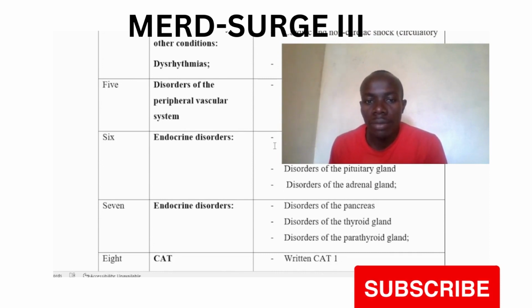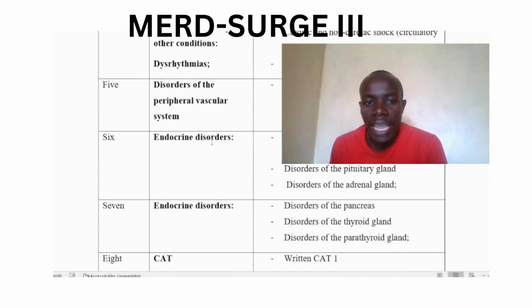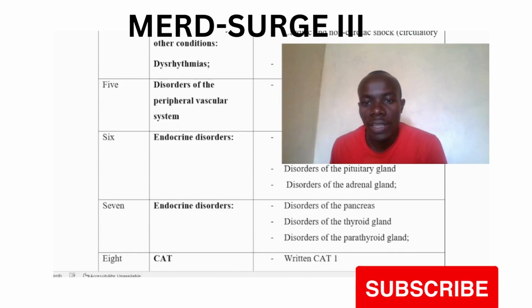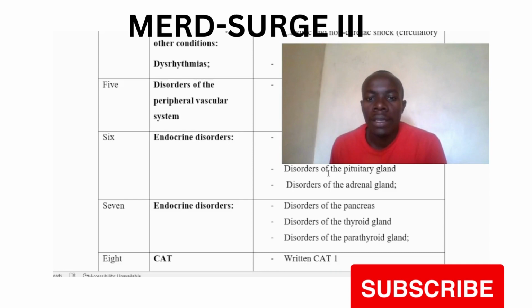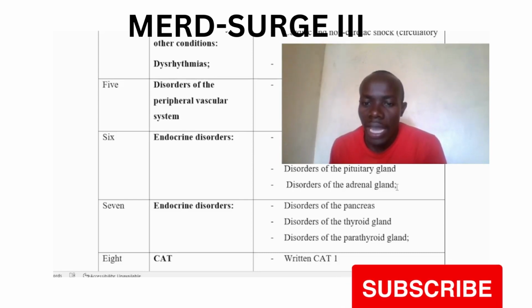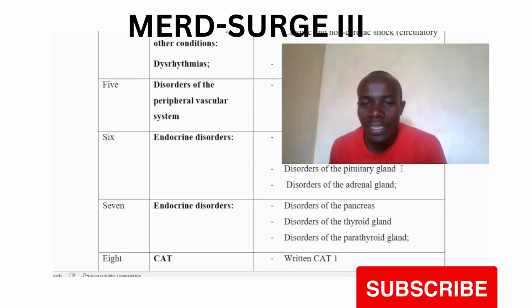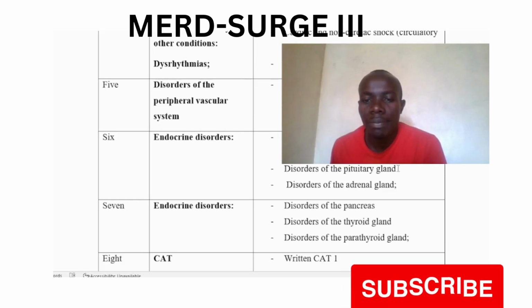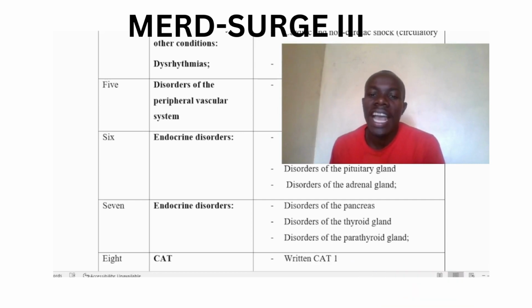Next, on week 6, we'll be looking at the new system, which is endocrine disorders. So we'll review the anatomy and physiology of the endocrine system, go through the disorders of the pituitary gland, disorders of the adrenal gland, okay? Guys, how many hormones are produced by the pituitary gland? Remember, this is also referred to as the hypophysis. So a link again will be popping up, guys. You can start reviewing the 11 hormones produced by the pituitary gland as early as now.